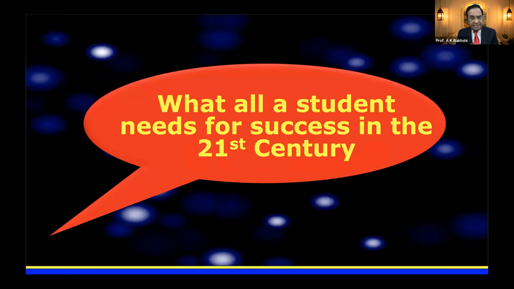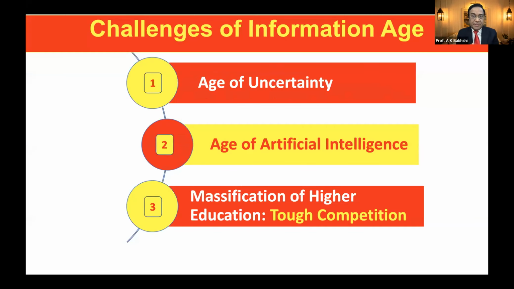Having said that, I will also like to tell my all young students what a student needs for success in the 21st century. You know, please keep these things in mind. We are living in an information age, and challenges of this information age are many, but there are three major challenges. One is that this is an age of uncertainty. You know, it's said that present day school students, by the time they finish their education, they do not know in which jobs they will be placed. Uncertainty is there.